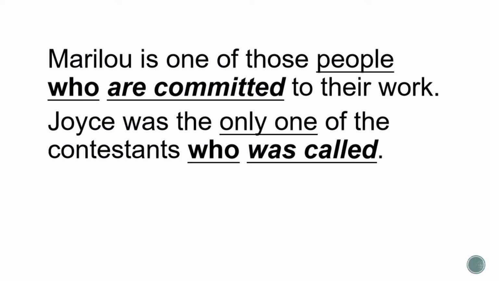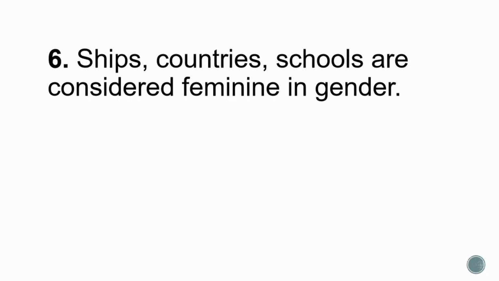One of the clues to tell if it's singular or plural, take note of the adjective only before the word one. That's how you'll know. Next rule, ships, countries, schools are considered feminine in gender. No gender discrimination or whatever here, it's just a rule, alright?